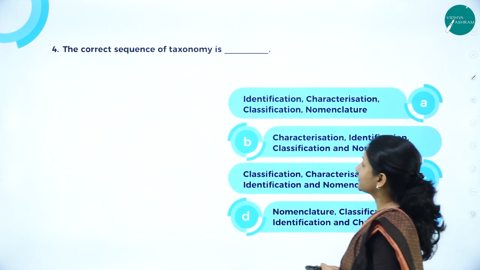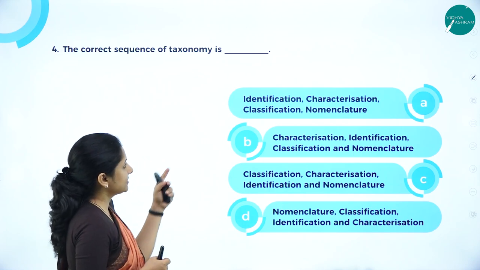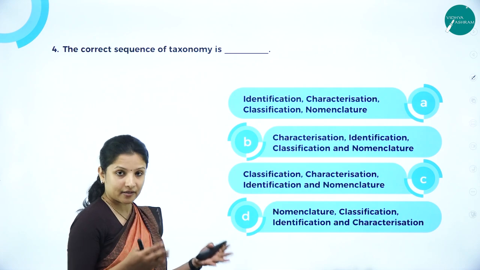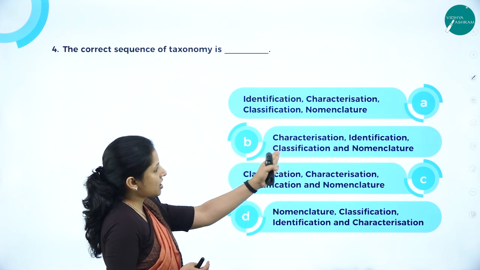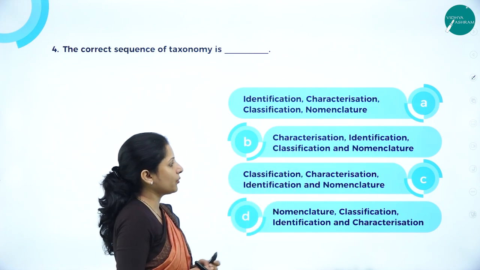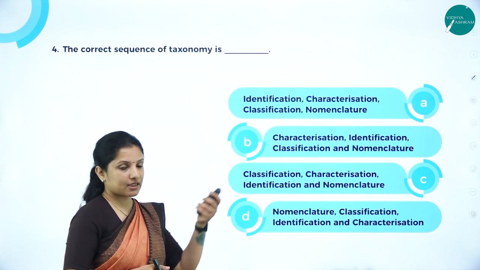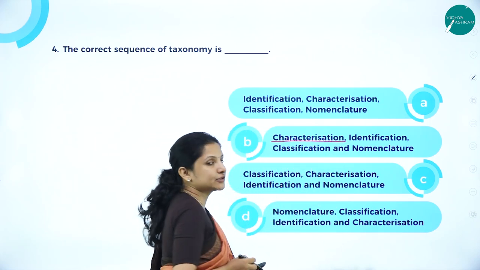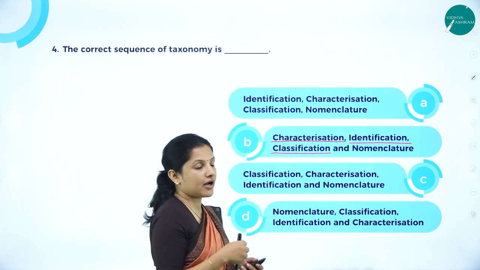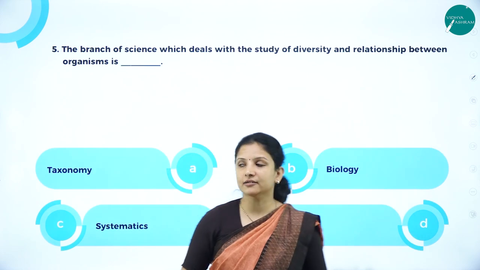Next, the correct sequence of taxonomy is, remember we had studied what exactly is done in taxonomy, the correct steps. Is it identification, characterization, classification, nomenclature? No. First, you don't identify an organism; first we need to categorize it. So this is wrong. Characterization, identification, classification and nomenclature, is this correct? We shall look into it. Classification, characterization, identification and nomenclature. Next is nomenclature, classification, identification and characterization. Here B is the correct answer, because first we need to characterize them based on their morphological similarities, then identify them, then classify them under different taxonomic hierarchies, and then name them. This is the right order. Therefore, option B is the correct answer.